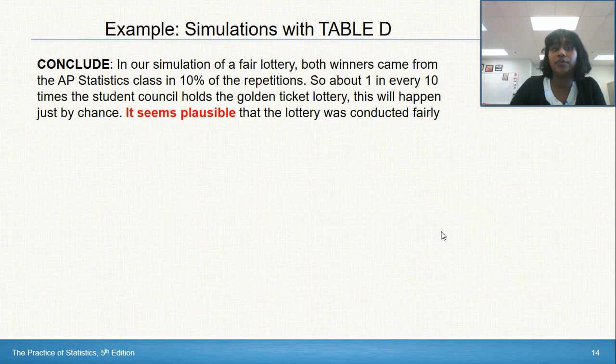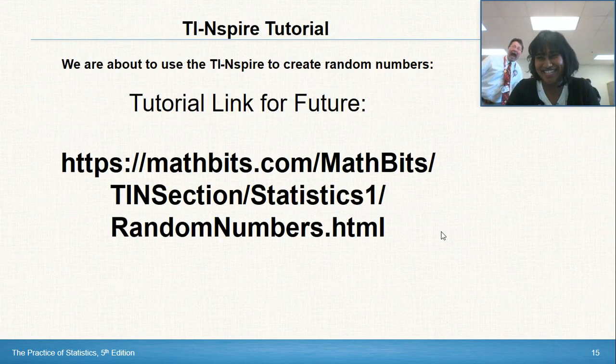I would say yes. One in every 10 times the student council holds the golden ticket, it'll happen just by chance, so it does seem plausible. So that would be a good concluding sentence. Well, let's look at an example where there's not.